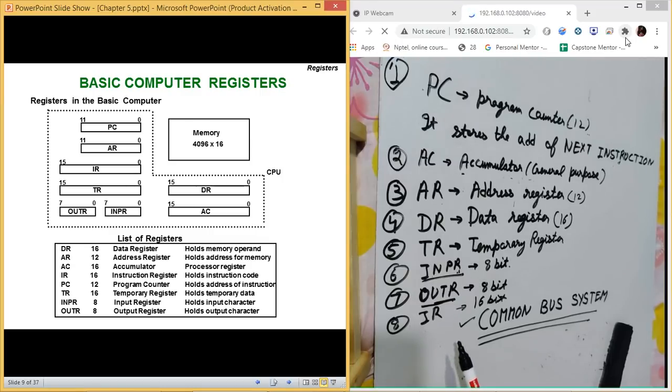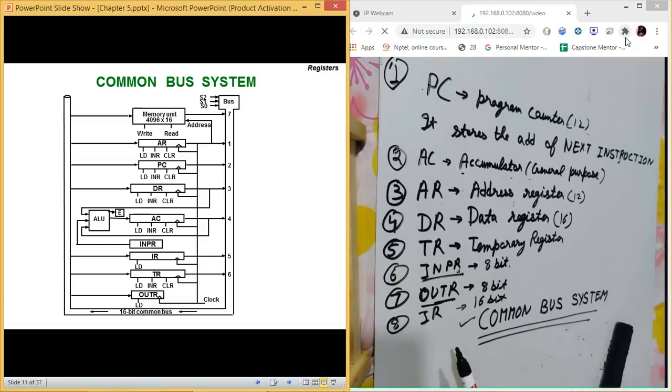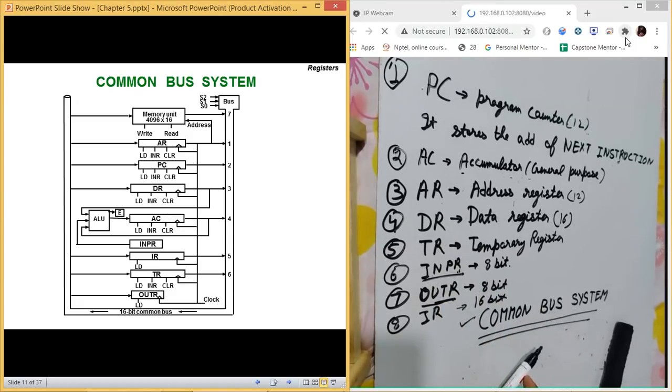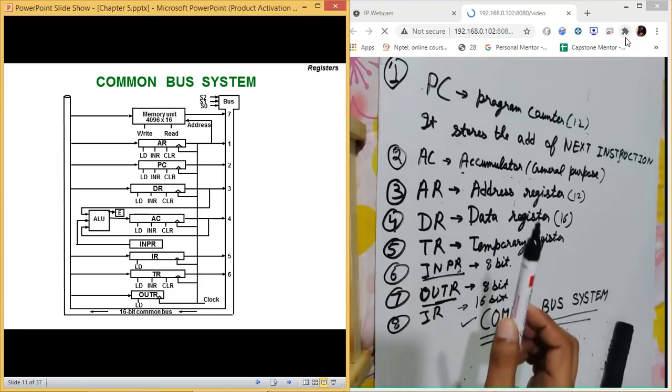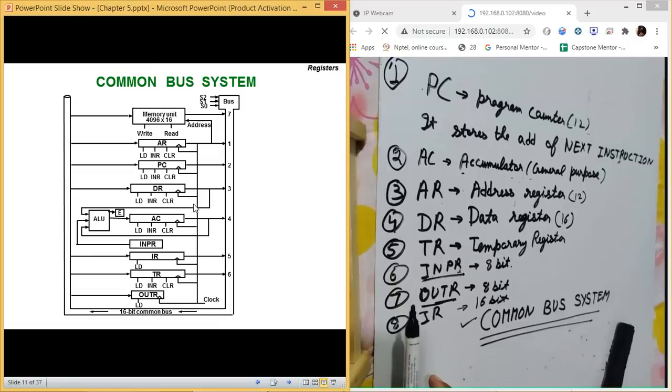So in the next slide, we are going to construct the common bus system. We will discuss that in the next lecture because I think we do not have that much time left now. So we will discuss this in the next class: how we are going to construct the common bus system, why the memory unit is near to AR, why PC is there, why DR is there. We will discuss all this in the next class.